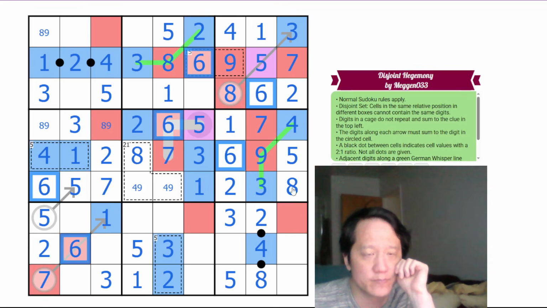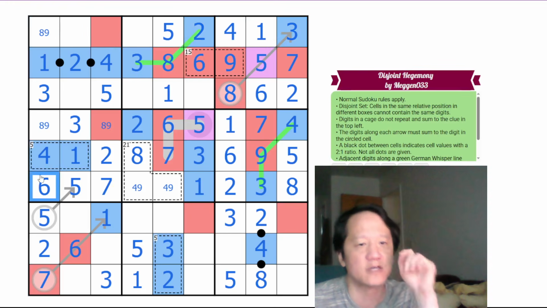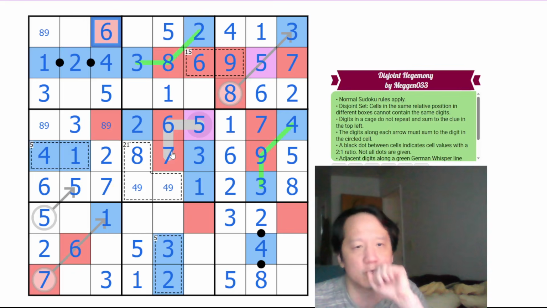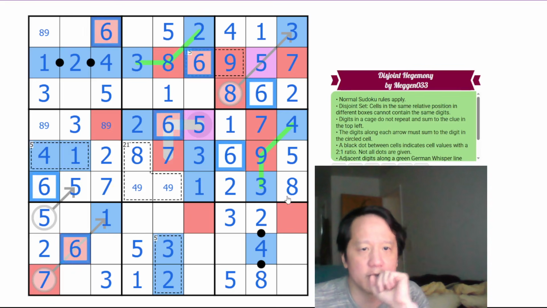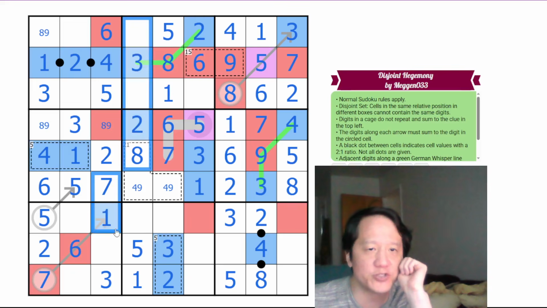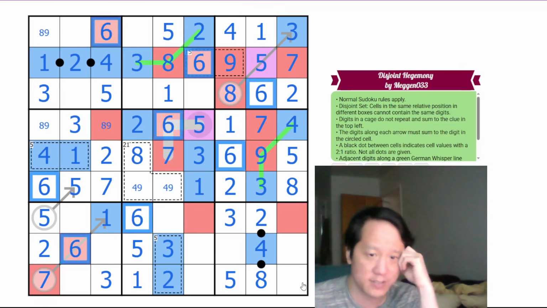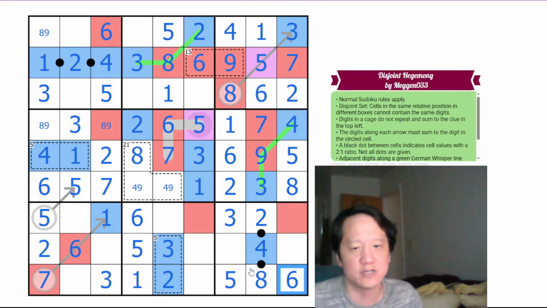6s. 6 in row 1 cannot be here because of 6 in the box, can't be here because of 6 in the columns, so must be here. That gives us... We know where is 6 in column 4 then. It cannot be here because of 6 in the box, so it has to be here. That gives us 8 6s. We know where the last 6 has to be. It has to be there.